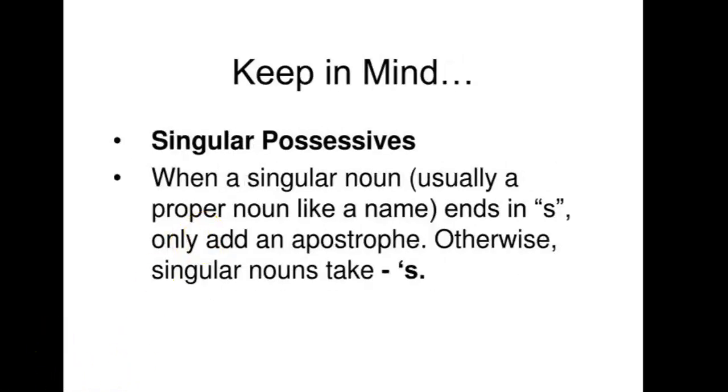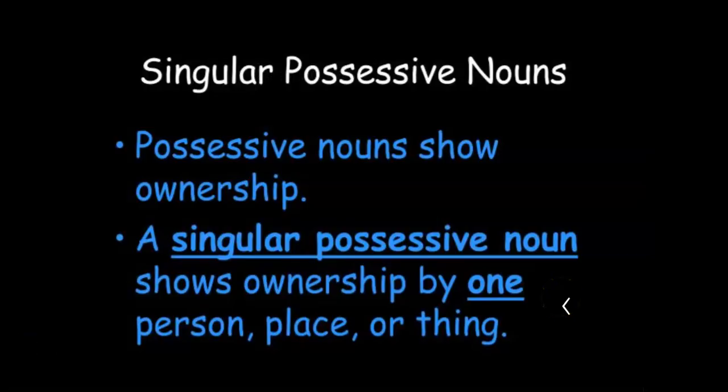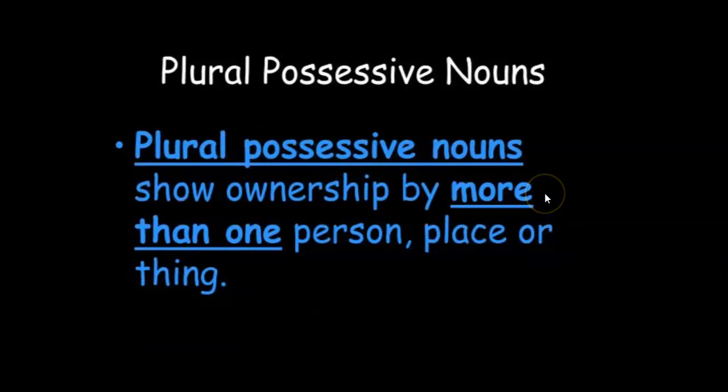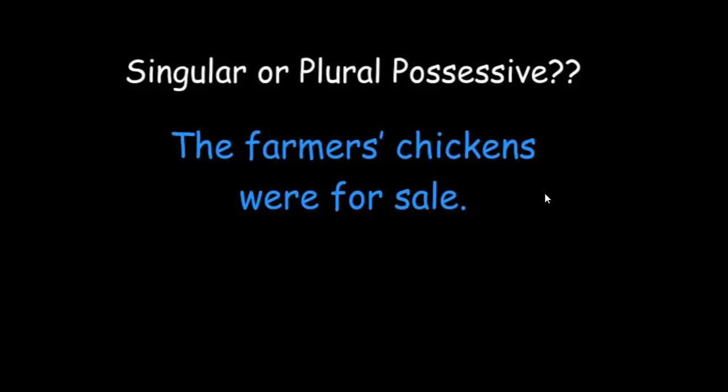So, let's continue. Singular possessive nouns show ownership by one person, place, or thing. Then, plural possessive nouns show ownership by more than one person, place, or thing.